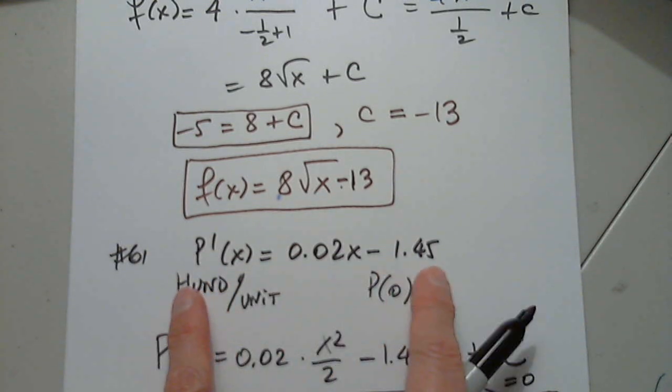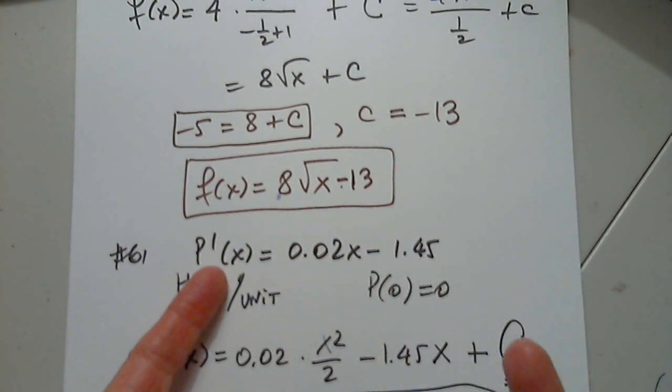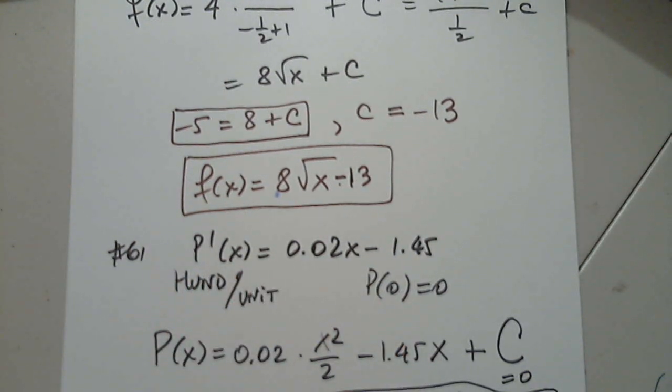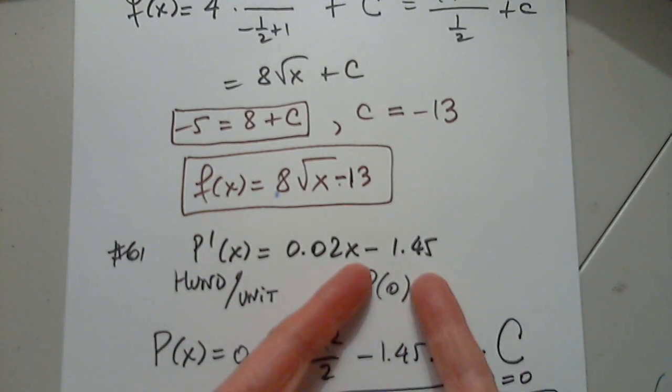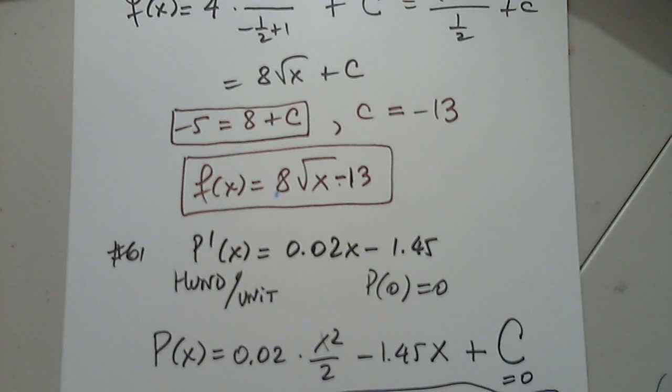We were given the marginal profit. We were able to find the profit function by anti-differentiating. How do I know this is correct? Because when I differentiate this, I have to get that. Look, bring down the 2, I get that. Negative 1.45x prime is this. Now, that was part A. Let's take a look at part B.